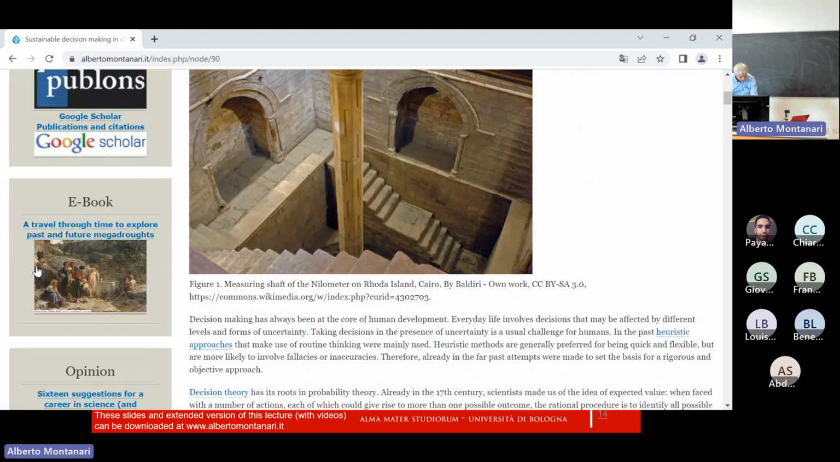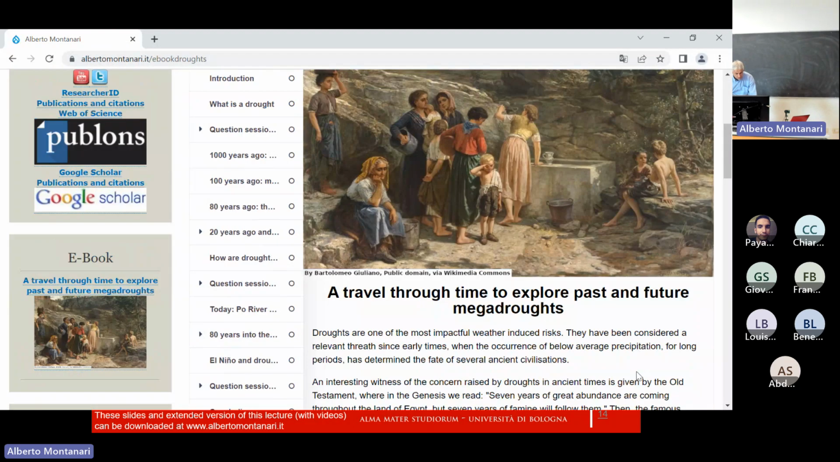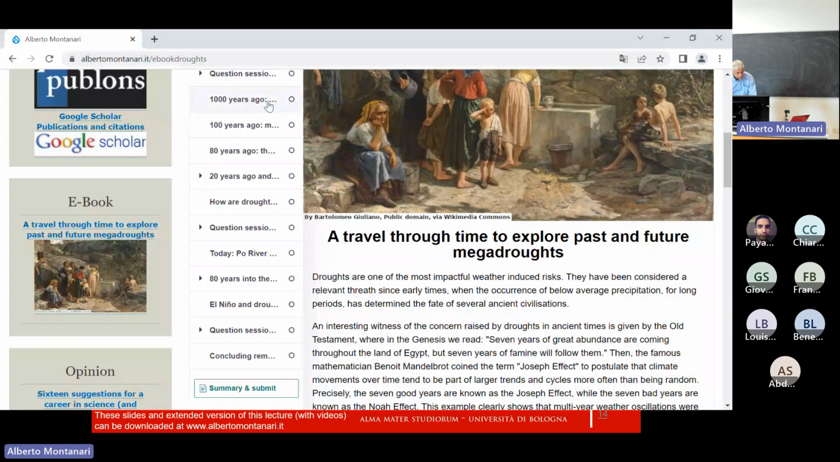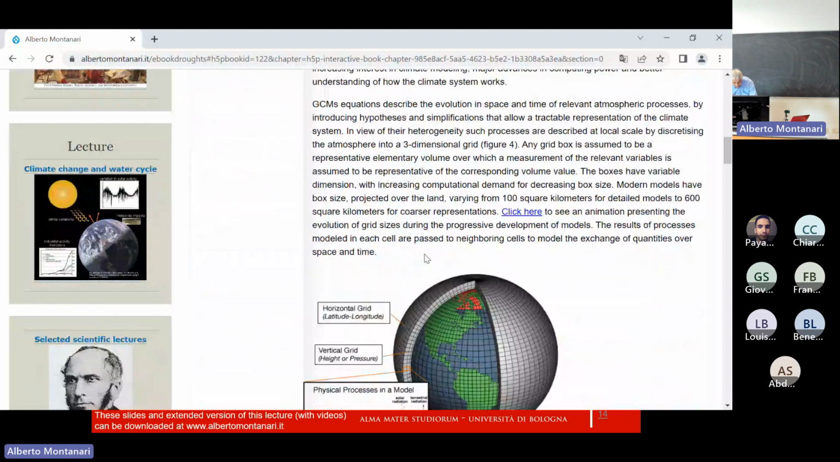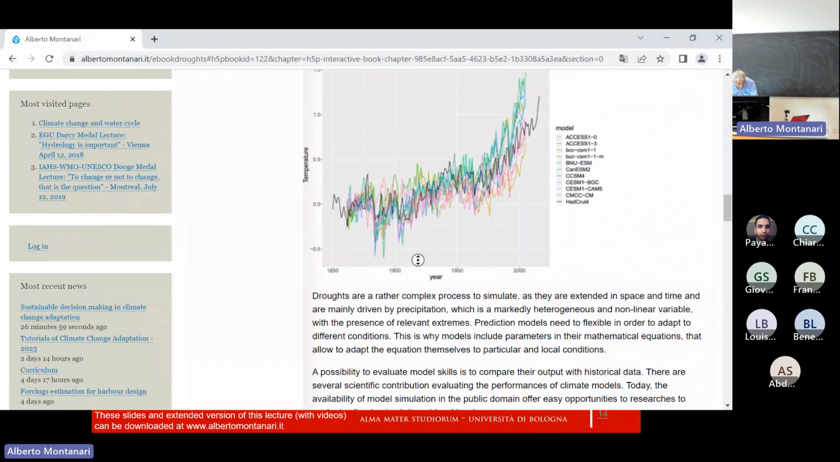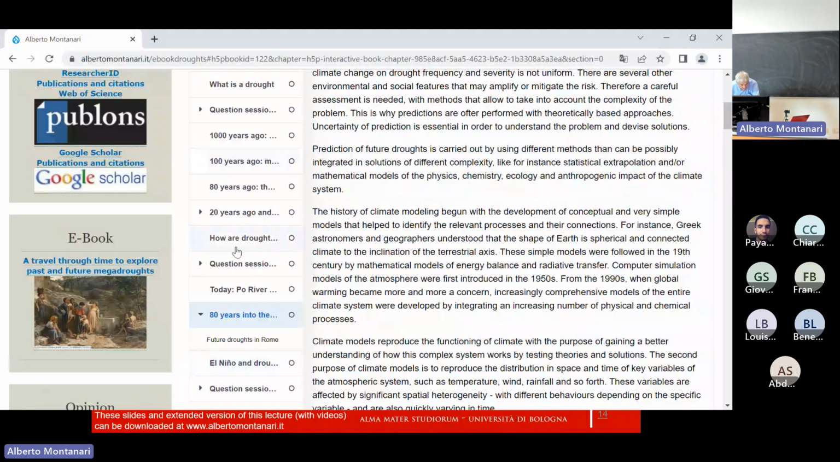If you go here on the left, there is "A travel through time to explore past and future mega droughts." And it's a history of droughts that occurred in the past. Here is a description of an interesting drought. Not here, sorry, it's another page, just one second. It's eight years ago. What is the title?